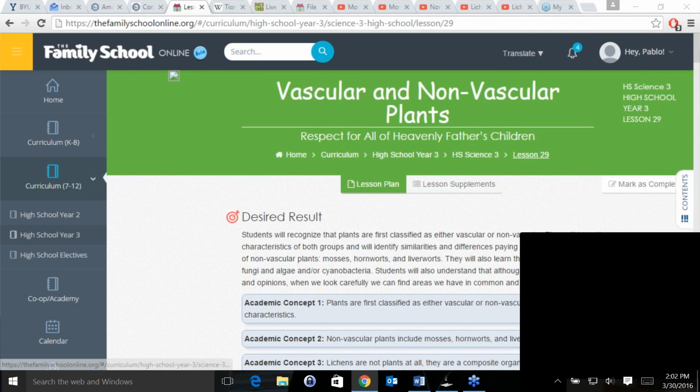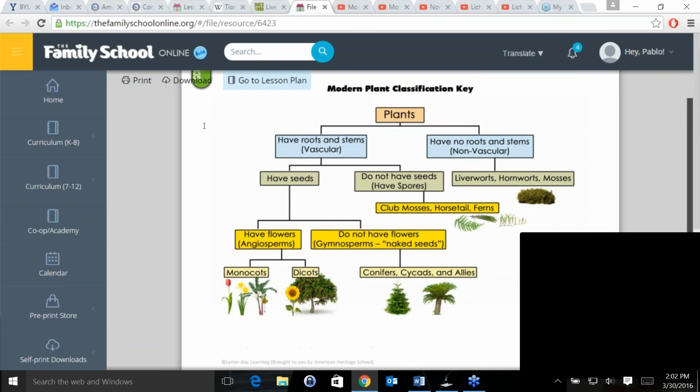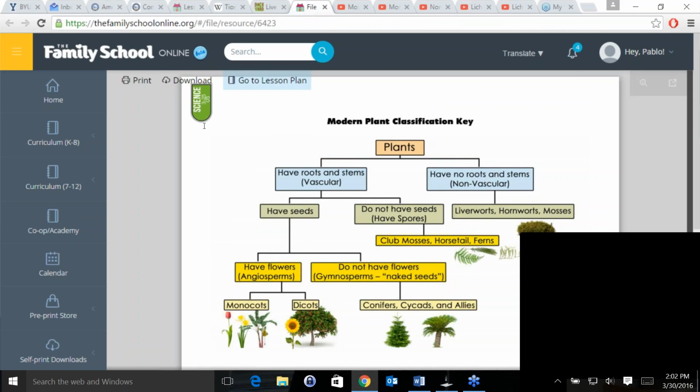And to start us off, let's welcome Anna to teach us about the difference between vascular and non-vascular plants. So Anna, would you like to take it?